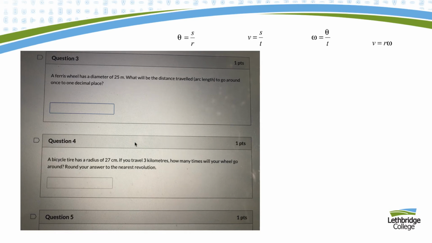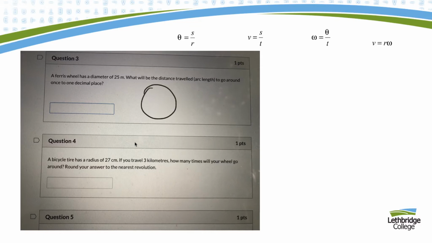Okay, here's a couple of nice questions. These deal with the circular nature of trigonometry, or looking at an arc that is rotating around the middle. So it says a Ferris wheel. Let's draw a Ferris wheel.